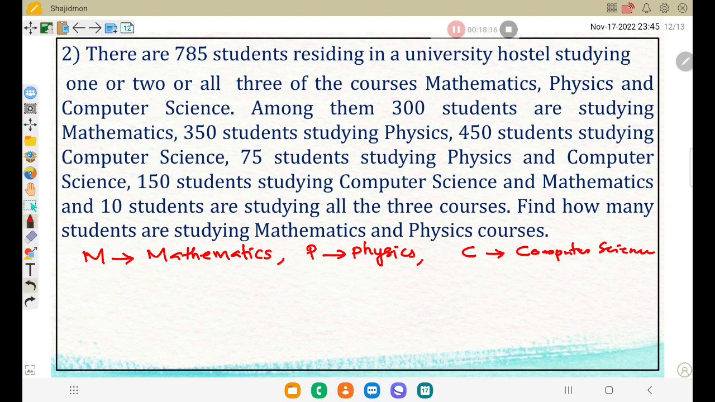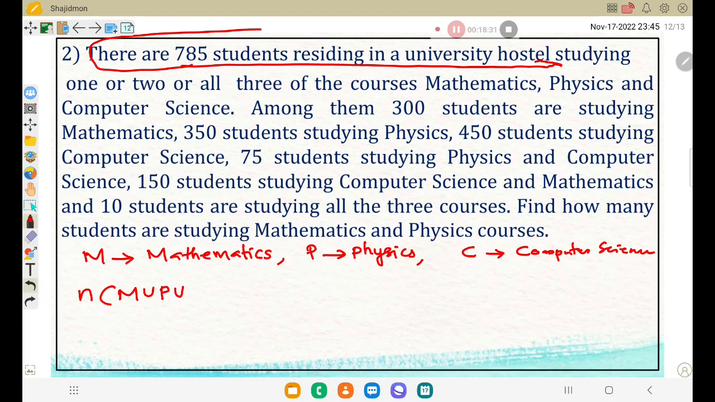Now we can answer. There are 785 students residing in a university hostel. Complete students, correct? How many students are there in total? 785 students. So the number of M union P union C equals 785. Completely 785 students reside in the university hostel.